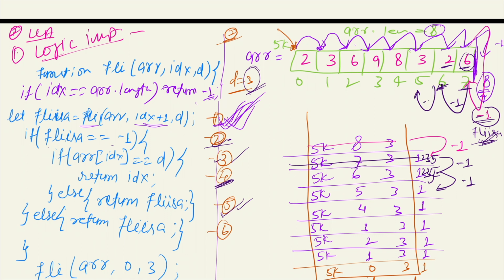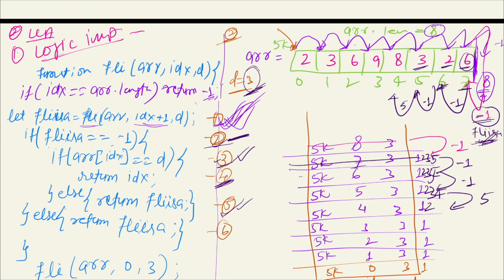Okay, so it will return -1, and then again check FLIIS, meaning line number 2 executes here and it will return true, so line number 3 will be executed next. Whenever line number 3 executes, it will check whether array of 5, that is 3, equals d. Yes, that is true. Now line number 4 will execute and it will return the index, that is 5.